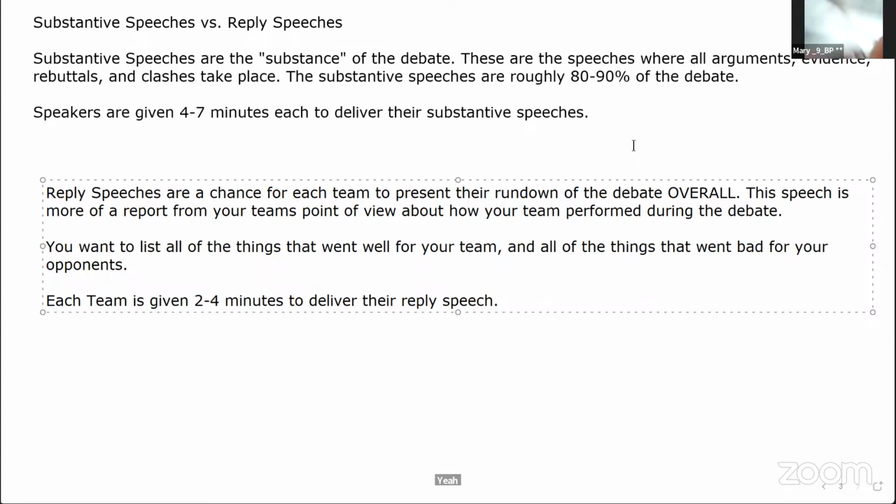So in the reply speech, what you're more likely to do is talk about the debate in more absolute terms, I suppose. During the reply speech, you might say something like, our second speaker presented this argument, and the next speaker of our opposing team was not able to offer a rebuttal for that argument that was raised. Or, while I was delivering an argument, our team raised a point of information, and their team did not have a response for that.